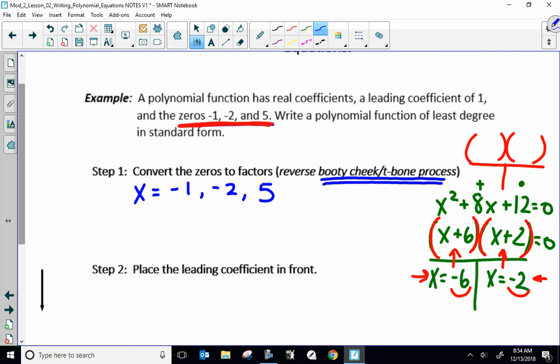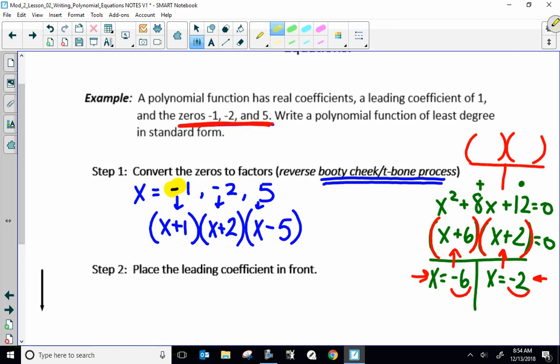So now you continue to follow me. What I did on the right side of the screen was just a quick reminder, this is what we're doing. So if I know -1 is a solution, that has to come from x plus 1 as a factor. If I know -2 is a solution, that should come from x plus 2. And last but not least, if I have +5, that should come from x minus 5. All right? I have converted my zeros into factors.